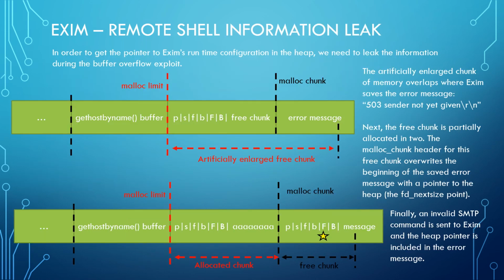One detail omitted from the overview of this exploit is how we reliably get the address of the pointer to EXIM's runtime configuration on the heap. This is done when the artificially enlarged chunk of memory overlaps where EXIM saves the 503 error message. Overwriting this area puts the pointer address in the error message. We then use an invalid SMTP command sent to the EXIM server, and the heap pointer is included in the output of the error message.